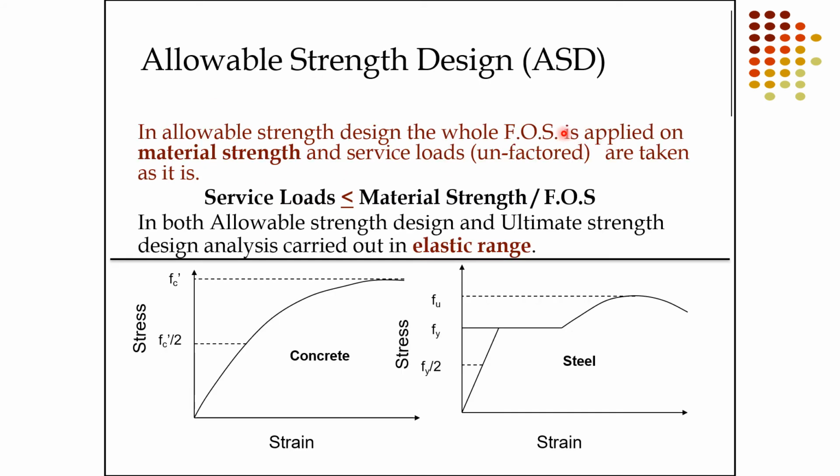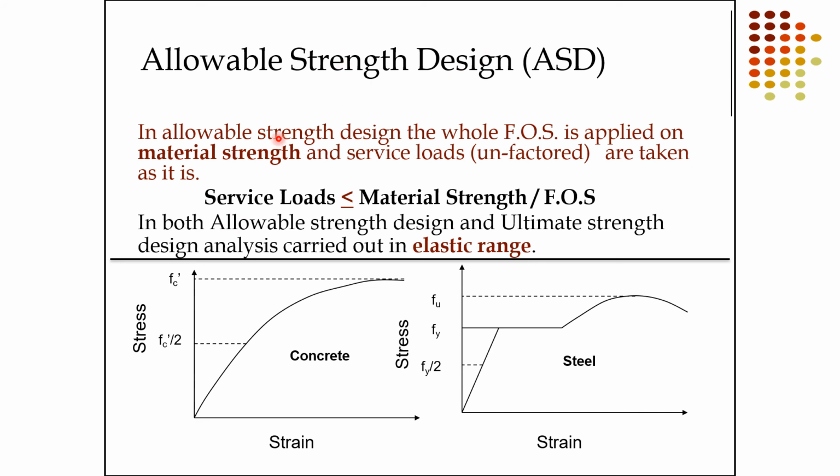Now, what was the ASD method, allowable strength design? In allowable strength design, the whole factor of safety is applied on the material side, and the service loads are taken as they are, unfactored. So on the load side we do not apply the factor of safety, we apply it on the material side. That was the approach of ASD, but now this approach is not used, though in some old books it is also present. So that's why I'm discussing ASD here.